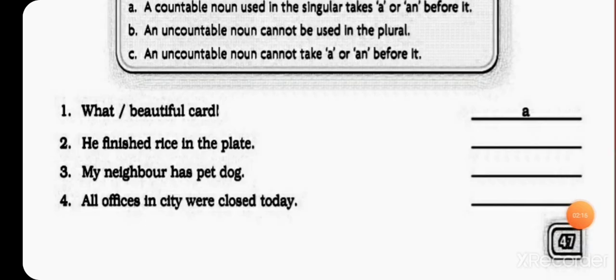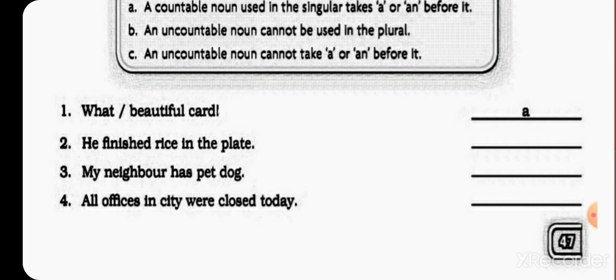Let's start with the first sentence. Then slash is there. What beautiful card. So it's wrong. A is missing. So: what a beautiful card. It's the correct sentence. So a is written wherever the space is provided. Come to the next sentence. He finished rice in the plate. So what's missing here? Which article? He finished the rice. Okay. He finished the rice in the plate.